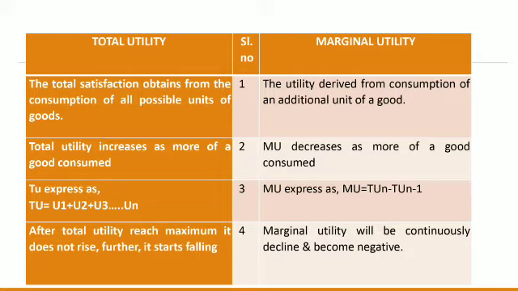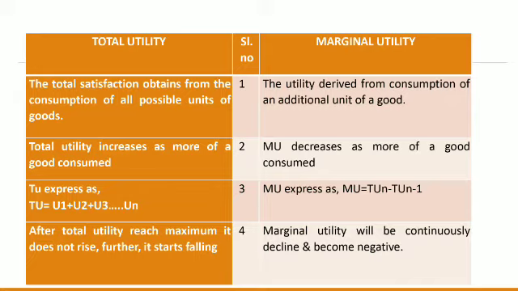Total utility increases if you keep consuming one after the other. What about marginal utility? It declines. As more and more goods are consumed, utility declines. Here is the mathematical expression. Total utility equals U1 plus U2 plus U3 and so on up to Un. Marginal utility is expressed as MU equals TUn minus TUn-1.